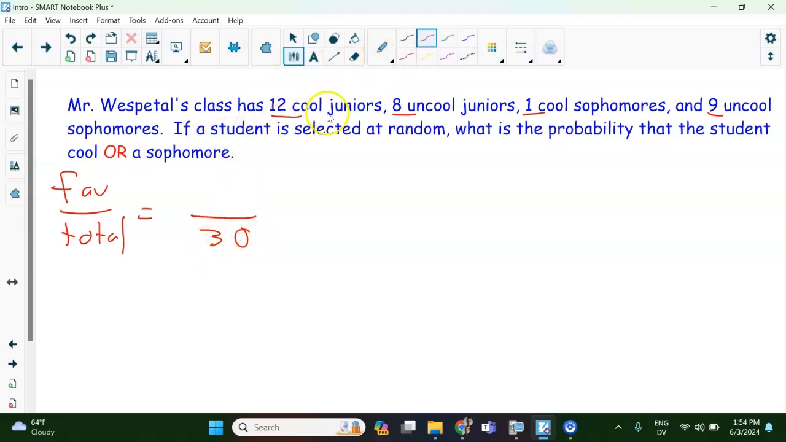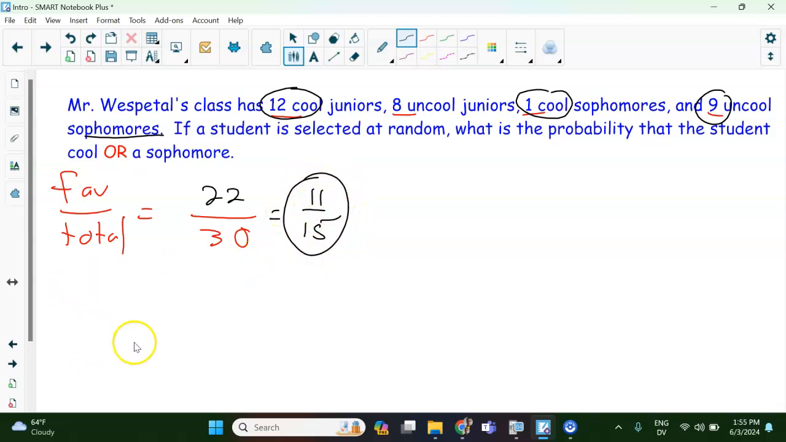And then the top is just anyone that is cool or a sophomore. So I kind of go through and say, like, these ones count because they're cool. These ones don't count. These ones count because they're cool, and sophomores, actually. And then these ones count because they're sophomores. They're uncool sophomores, so they count because it can be cool or a sophomore. So out of all of them, if you add all those up, that's 22. Right, so our chances of being cool or a sophomore is 22 out of 30 if you draw one at random. Okay, and then always reduce, because on a multiple choice test it'll be reduced like that.